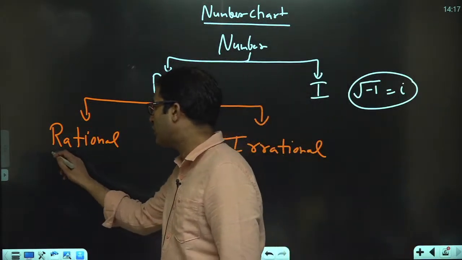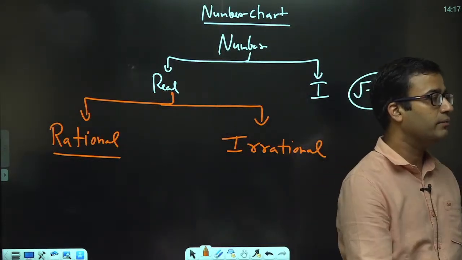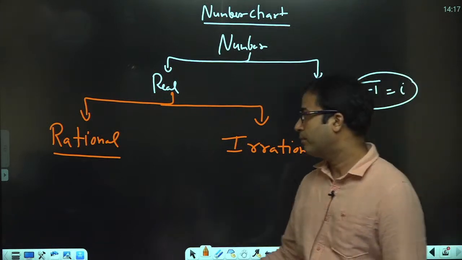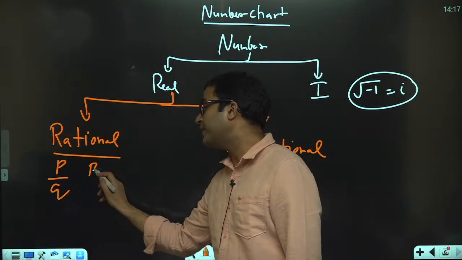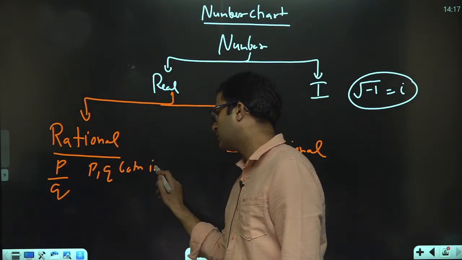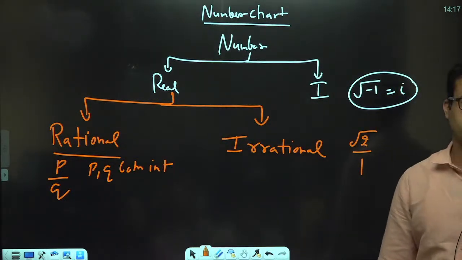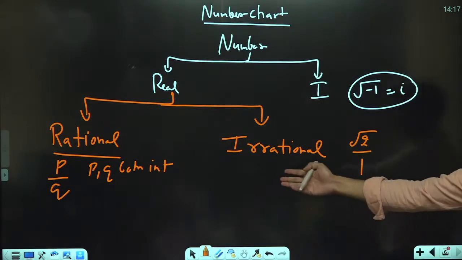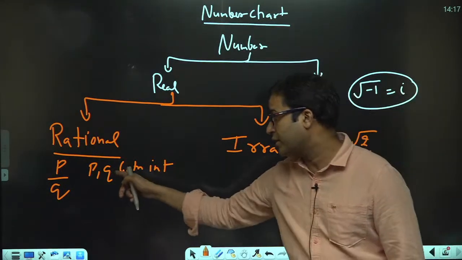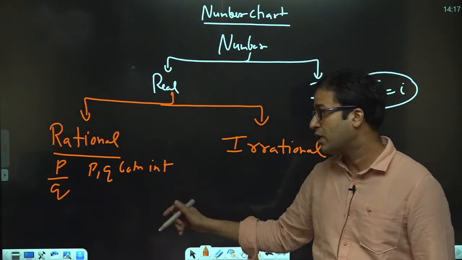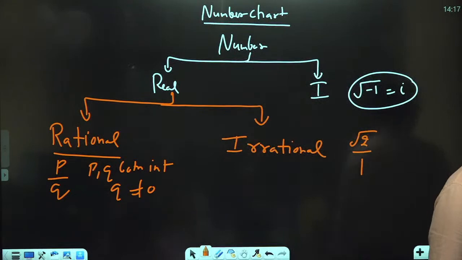Now how many of you know the definition of a rational number? A rational number we can express in the form of P by Q, where P and Q are both integers, and Q cannot be 0. I can write it like this, under root 2 by 1. Here also Q is not equal to 0, but this is not a rational number, it is irrational. Numerator and denominator both have to be integers, and Q is not equal to 0, then only these are considered as rational numbers.